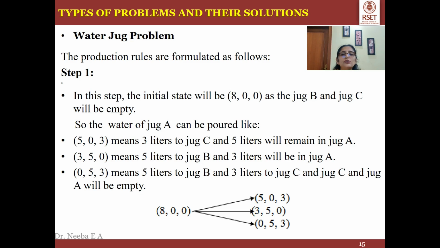Now the production rules are formulated like this. In step 1, what is the initial state? That is 8, 0, 0. That is, jug A is 8 and the other 2 are zeros. So the water of jug A can be poured to the other jugs, that is jug B and jug C, in the following manners, that is 5, 0, 3 or 3, 5, 0 or 0, 5, 3.